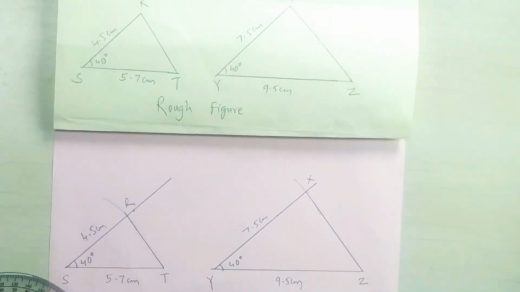So this is how we can construct triangle XYZ similar to triangle RST when there is no common vertex in both the triangles.